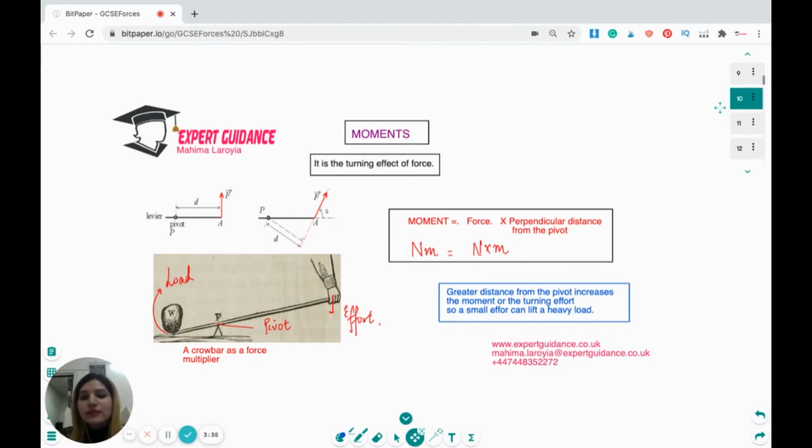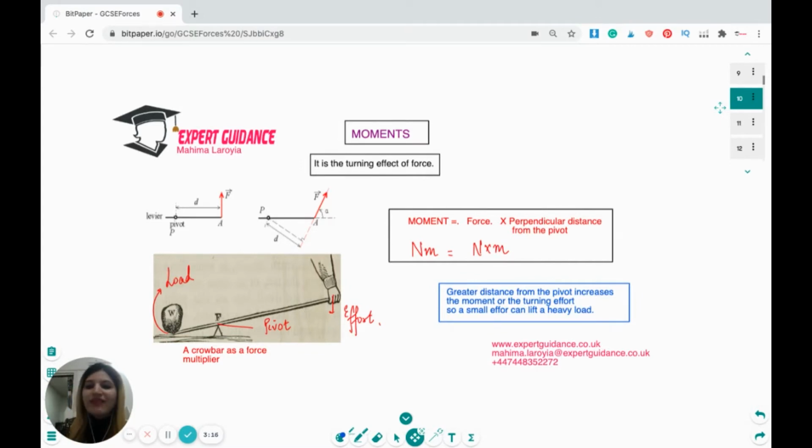Now the next thing is moment. Moment is a very important concept. There are a lot of questions asked in the exam on moments. What are moments? Moment is the turning effect of a force, and moment is given by the force times the perpendicular distance from the pivot. Okay, now, the greater the distance from the pivot.